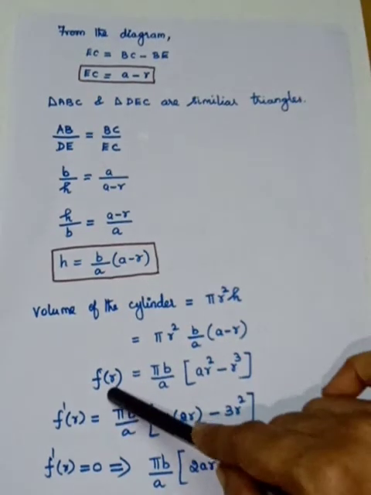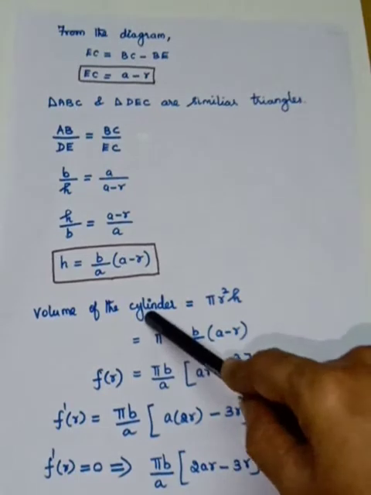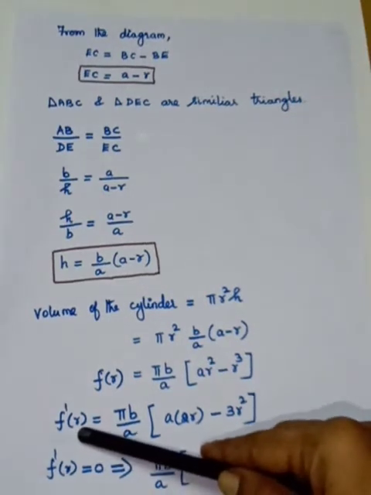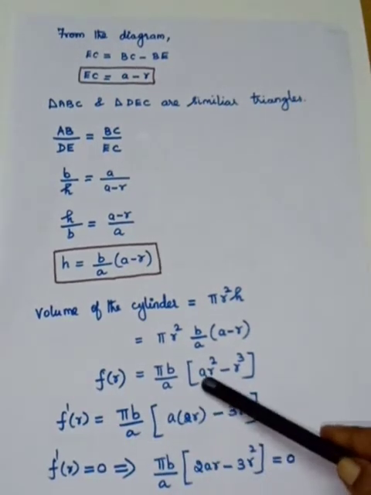We have written this term in terms of r, so I have denoted it as f of r. That is the volume of the cylinder in terms of r. What you have to show is that it should be the largest, so we have to go for the second derivative test. First you have to differentiate with respect to r. Pi B by A is a constant, and A is also a constant.